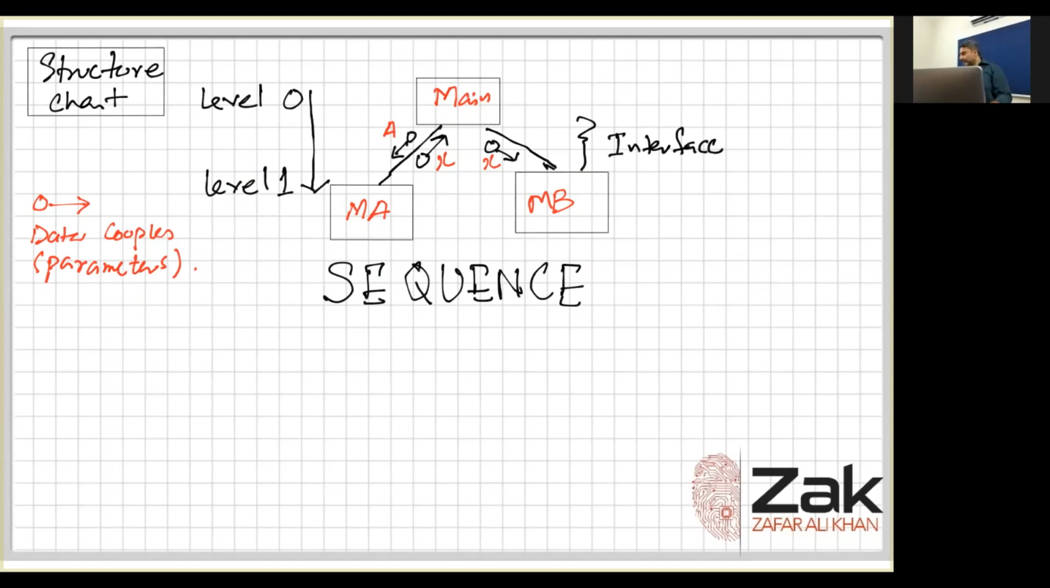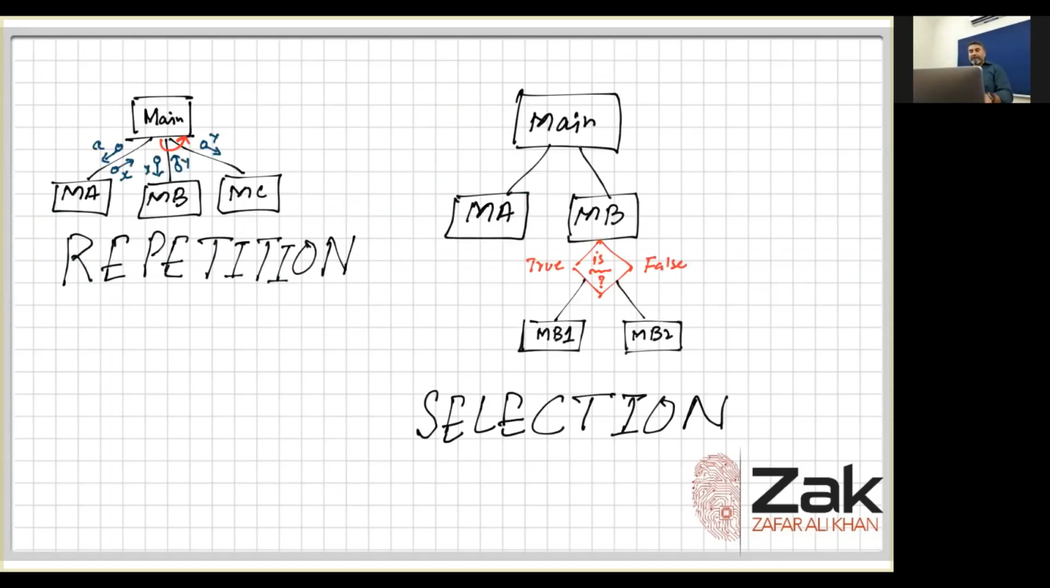Now, over here, there is sequence, but after calling module A, transferring A to it and getting X back, this main module will be calling module B and C again and again. So this arrow is actually showing what? Repetition.